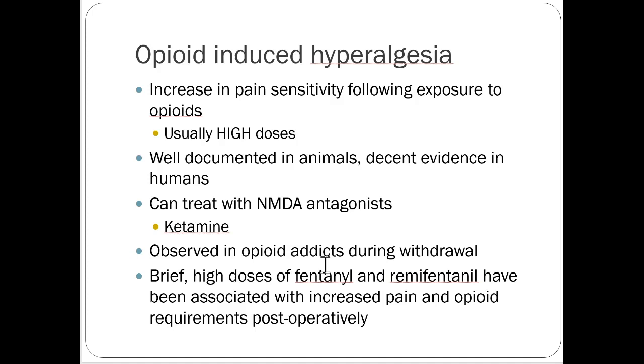Opioid-induced hyperalgesia is a syndrome that's caused from increased pain sensitivity following exposure to opioids. So usually this happens if people are on really high doses. It's pretty well documented in animals. The evidence in humans isn't quite as good, but still prevalent. You can treat it with NMDA receptor antagonists, which we haven't really talked about yet. We're going to talk about ketamine in a little bit in a couple more lectures. I believe it's either during neuro or psych. We'll spend a little bit more time on ketamine.